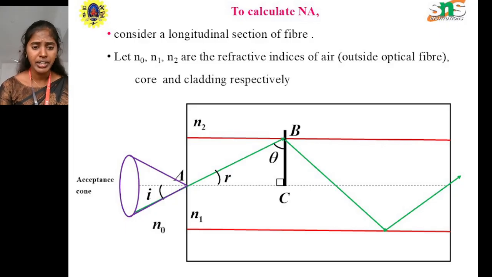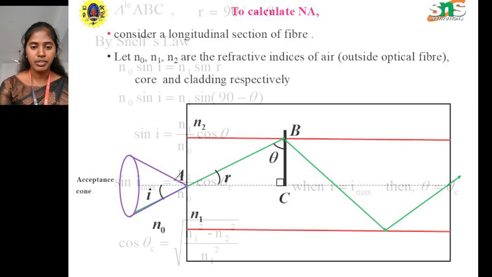Look at this diagram. First, light enters from the air medium into the core medium. Then light goes from core to cladding, where it undergoes total internal reflection. Now A is the first point, where light enters from the air medium to the core medium. So it has two mediums: the air medium, with refractive index N0, and the core medium, with refractive index N1. The angle of incidence is I and the angle of refraction is R.